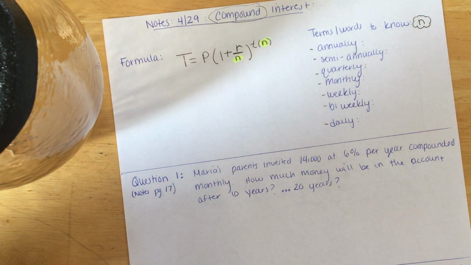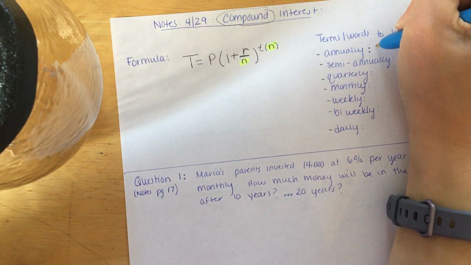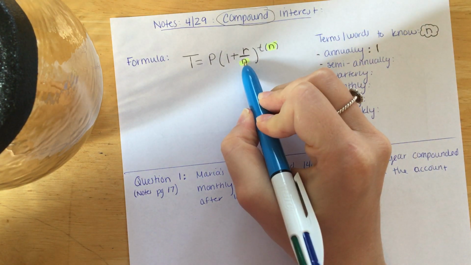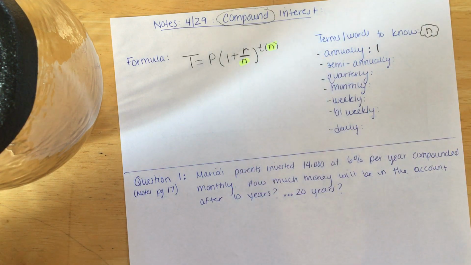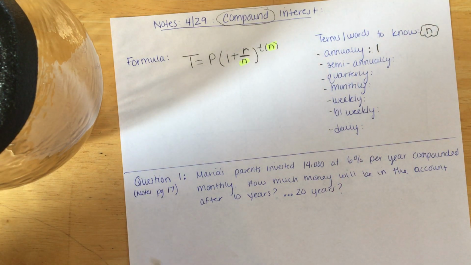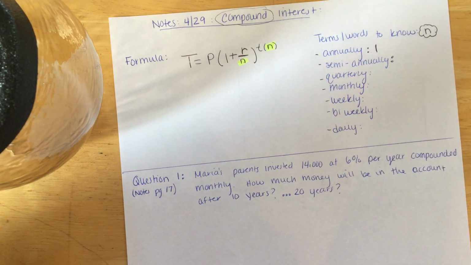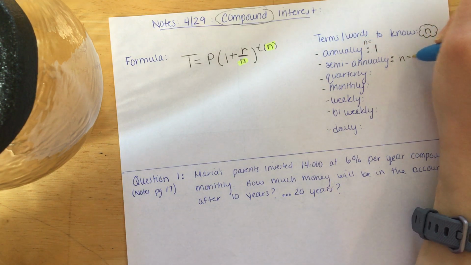The only time the formulas are the same is if it's compounded annually, because annually means one time a year. And if I put a 1 here, my R is going to be the same. And if I multiply my T by 1, it's going to stay the same. So you could actually use either formula if it's compounded annually. Semi-annually, N equals 2.